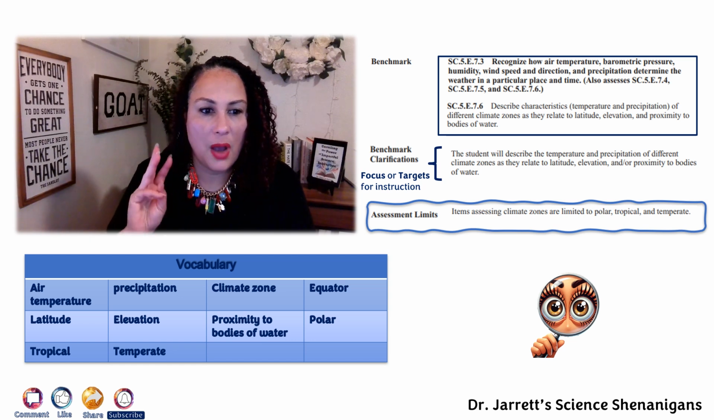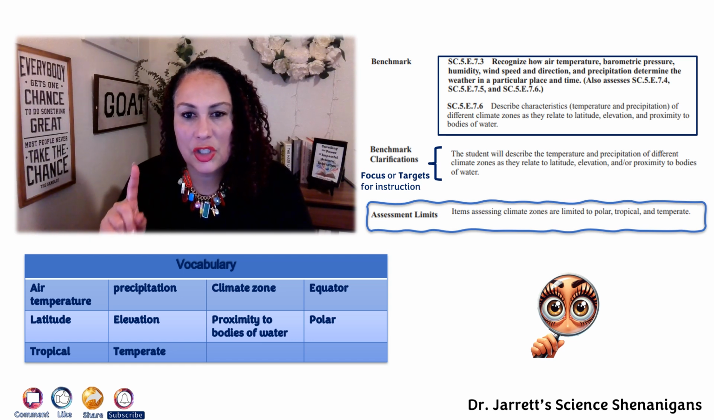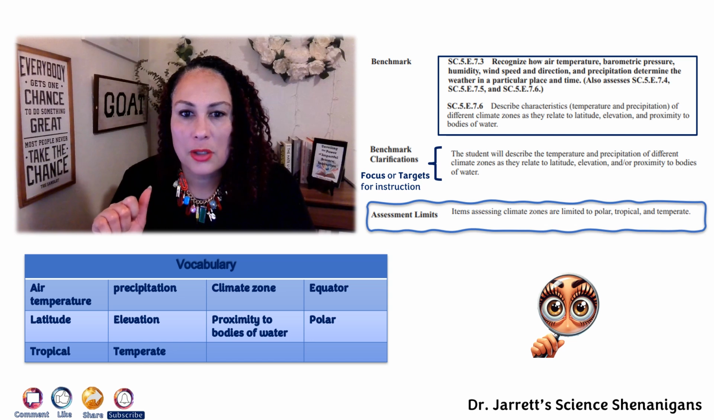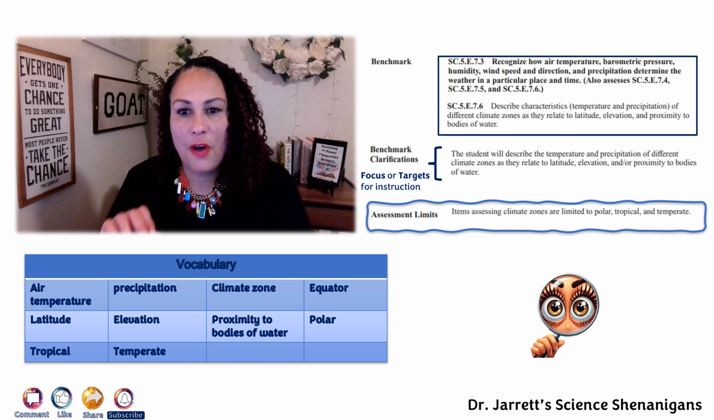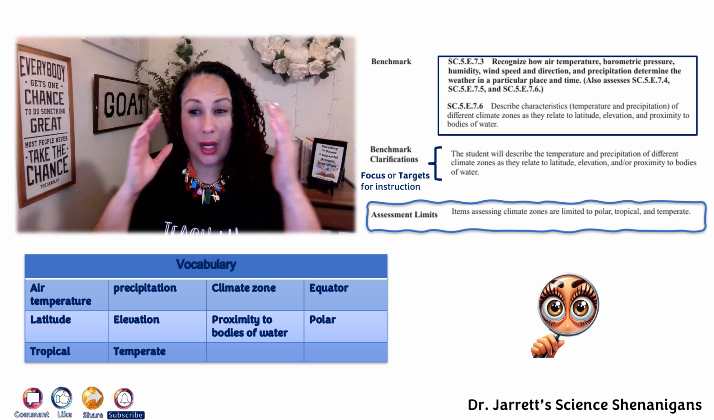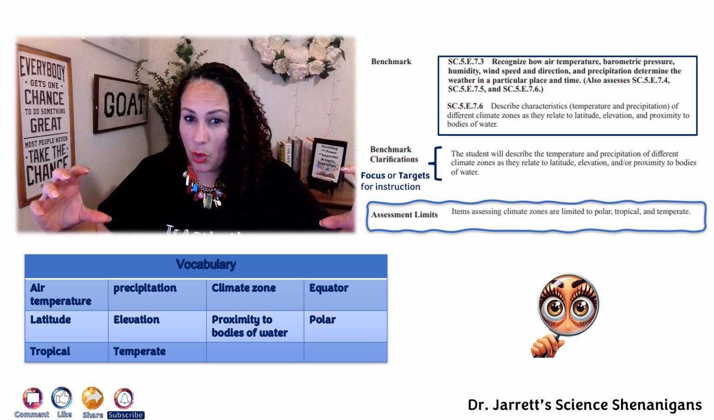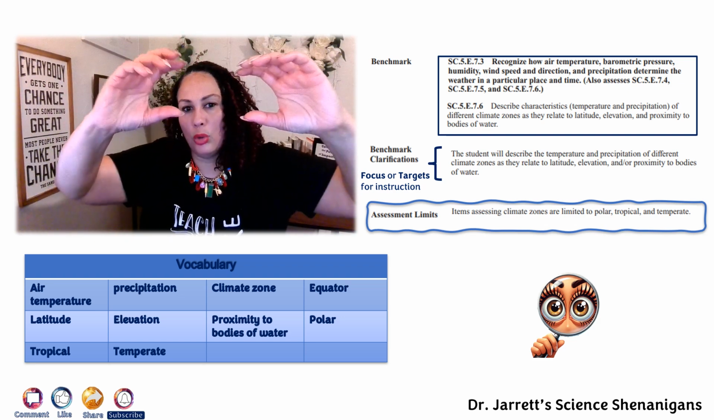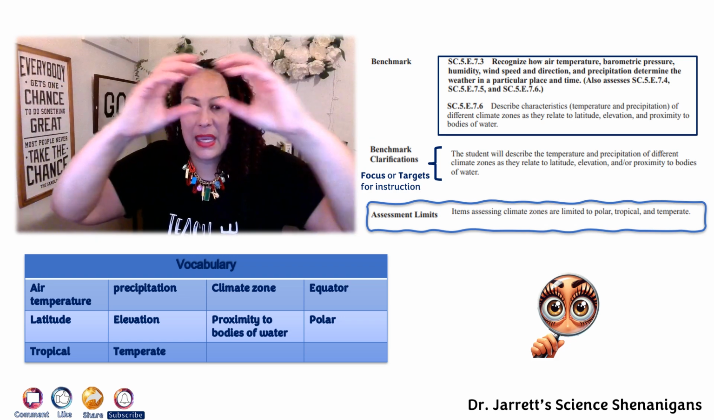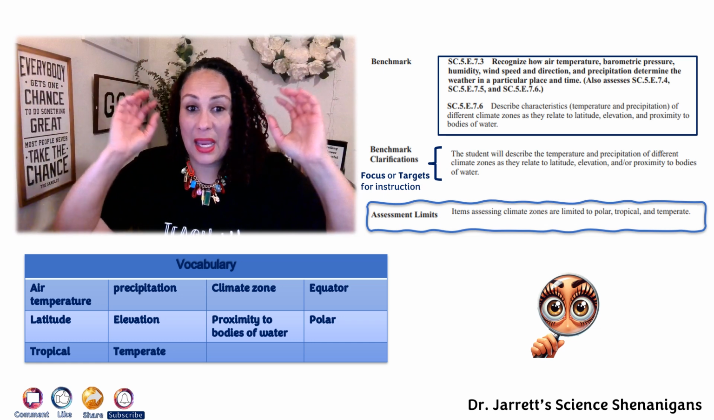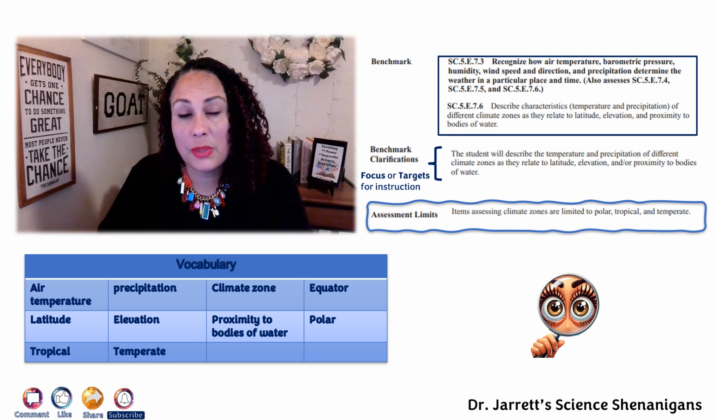We have three vocabulary words: latitude, elevation, and proximity to bodies of water. So the students are going to have to understand that. Latitude measures how far a place is from the equator. So when we think about it, our tropical zones are very close to the equator. Our temperate zones are above that tropical, but below that polar. So they get seasonal changes. So that is a very big piece for them to understand.